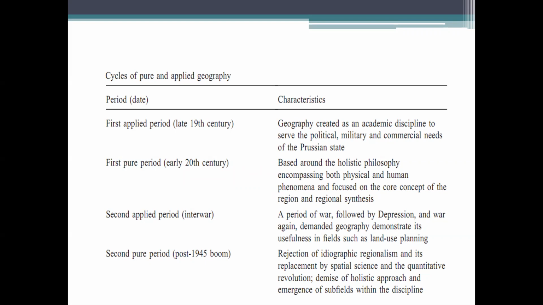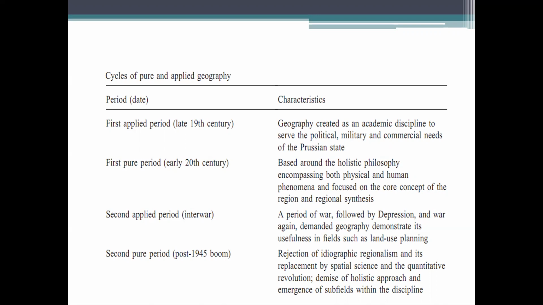In late 19th century, geography was created as an academic discipline to serve the political, military and commercial needs of the Persian state. At that time, geography enabled to find the better locations, solve the problems. So that is the one period.